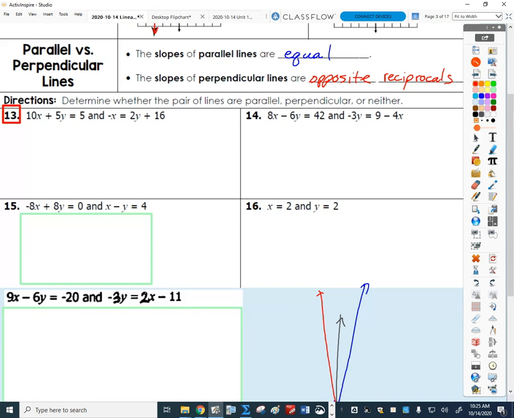Okay, so determine whether the pair of lines are parallel, perpendicular, or neither. Well, let's look at these and find out. Now, if I'm asked to determine if the lines are parallel, perpendicular, or neither, I don't need to overdo the problem here. What's the only thing I need to know about those lines to determine that? What's the only thing, Jace, I've got to know about in problem 13 about the two lines?